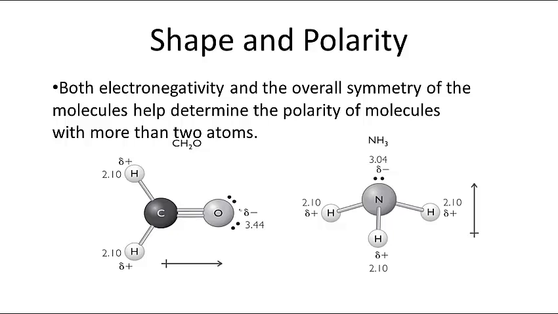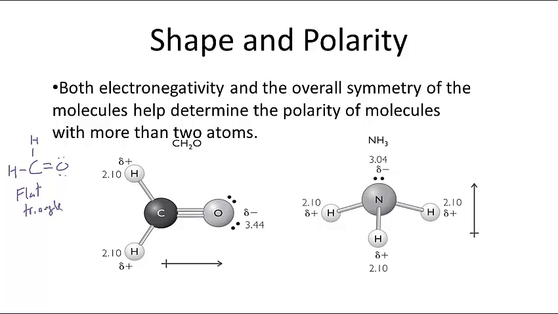So electronegativity: once you have more than two atoms, you need electronegativity and the overall symmetry of the molecule to determine polarity. Here we have formaldehyde, CH2O. If we do the Lewis dot structure, you'll see you have 3 domains, 3 atoms that it's bonded to. That means you have the flat triangle shape, or trigonal planar.